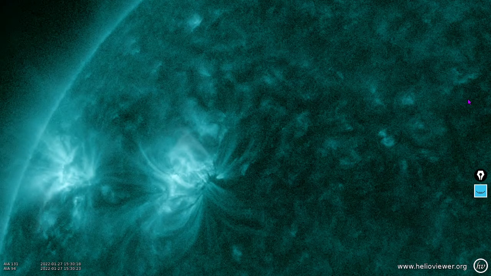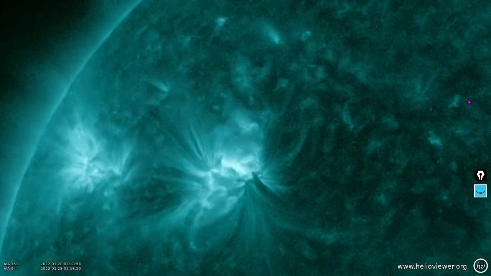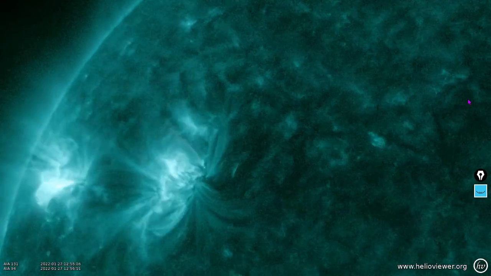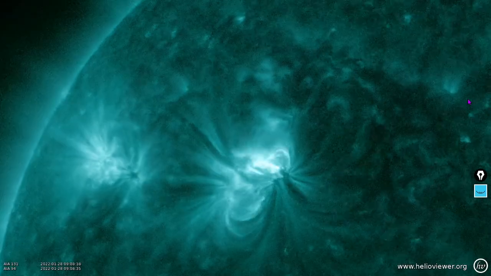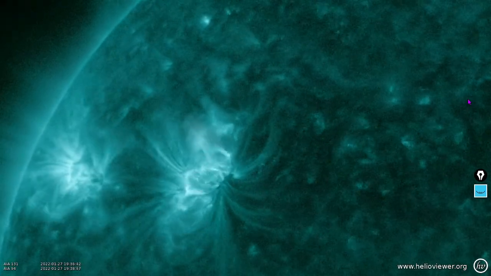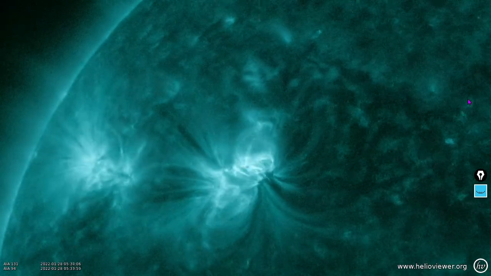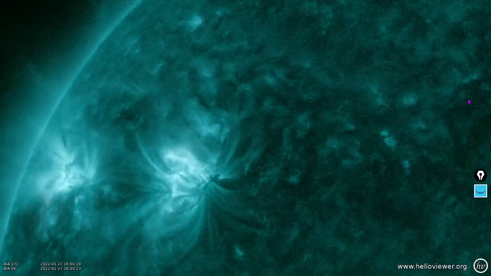And we'll close out with some additional imagery here of the closest star. Here's Sunspot 2936 in its full, in-your-face glory as it moves closer and closer to Earth.